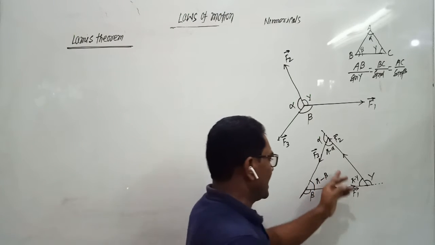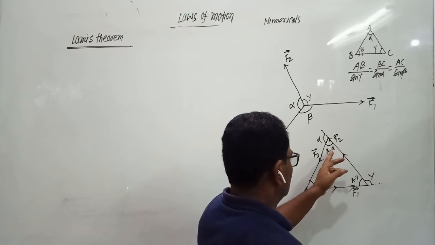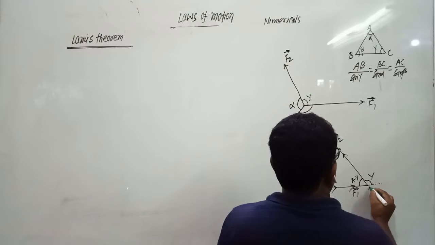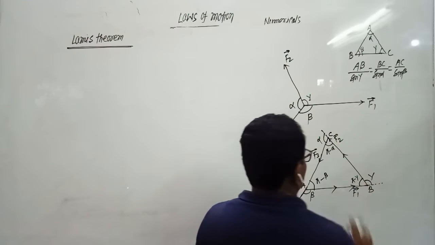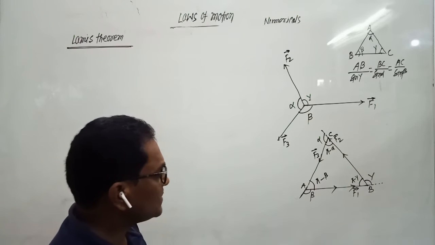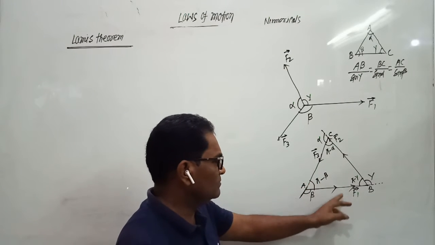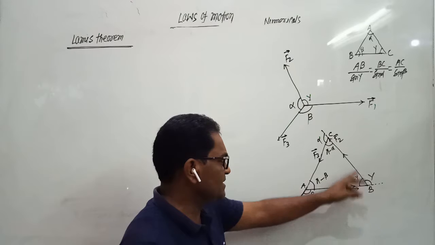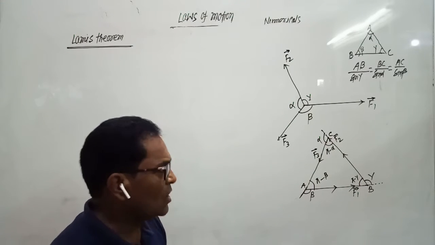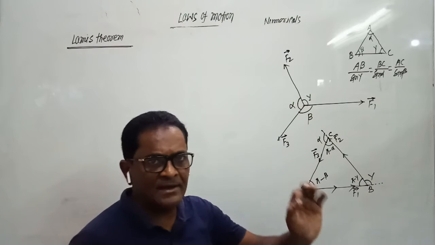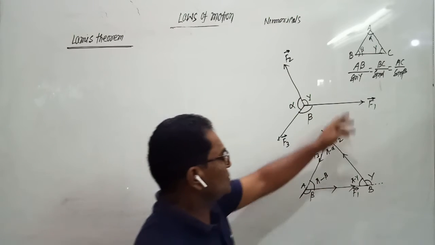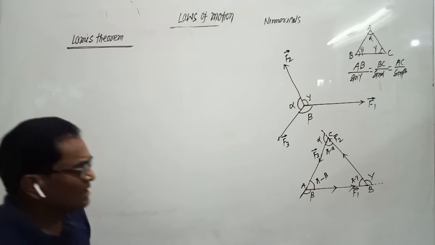So in this triangle, we name the vertices of the triangle as A, B, C. So we use the sine rule, and these three forces are concurrent forces because their resultant is zero or they act at the same point. These three forces act at the same point. So we use the sine rule.